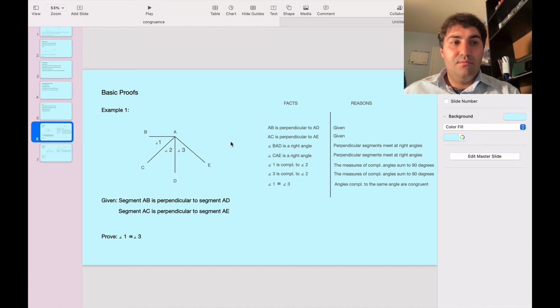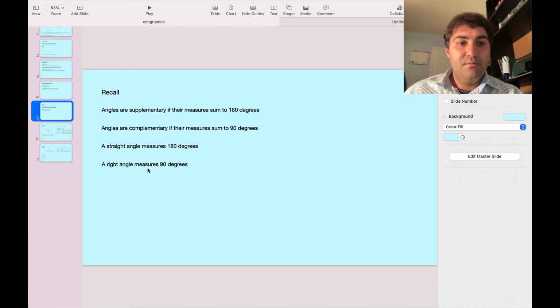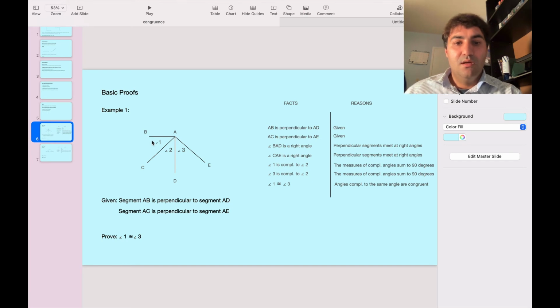Remember in our last slide, a right angle measures 90 degrees, and angles are complementary if their measures sum to 90 degrees. So since we know BAD is a right angle, or 90 degrees, and since we have angle 1 and angle 2, if we add these angles together, we get the bigger angle BAD. So the measure of angle 1 plus the measure of angle 2 will be equal to 90 degrees.